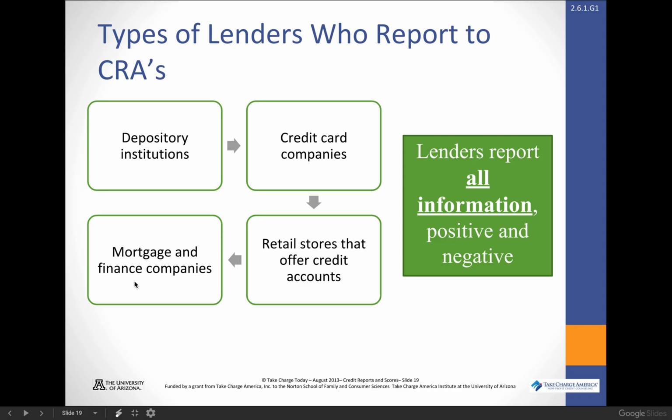And then finance and mortgage companies. So anywhere else that you might get a type of loan is going to be reporting as well. And they're going to report all of the information that is both positive and negative. We saw that on that example credit report where public records were taken in and their credit card reported that they had not paid their bill yet. That is negative information, and they are going to report all of it.